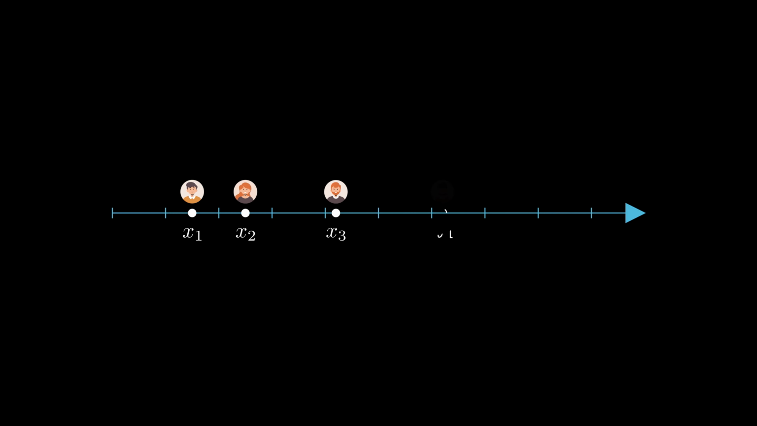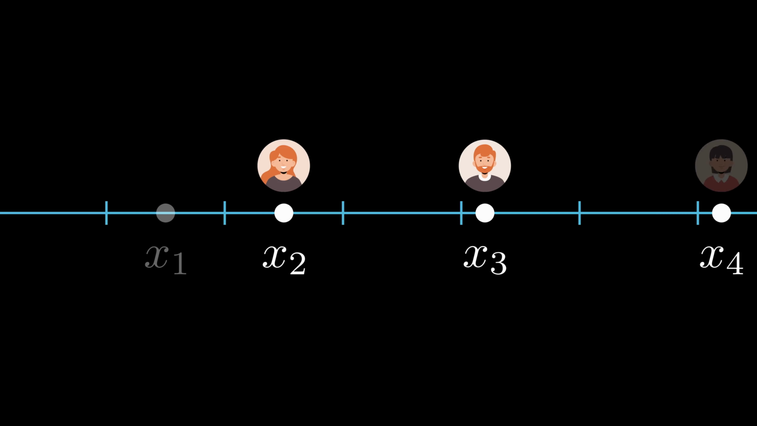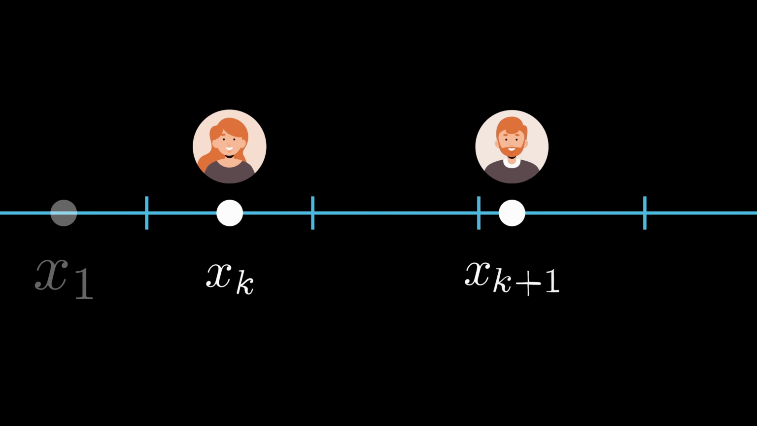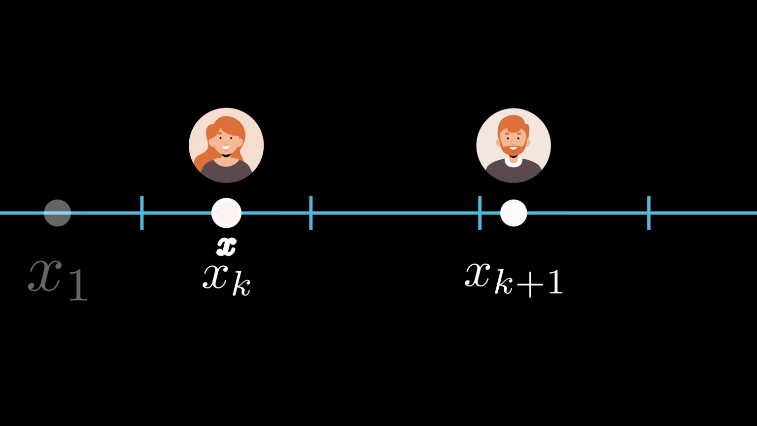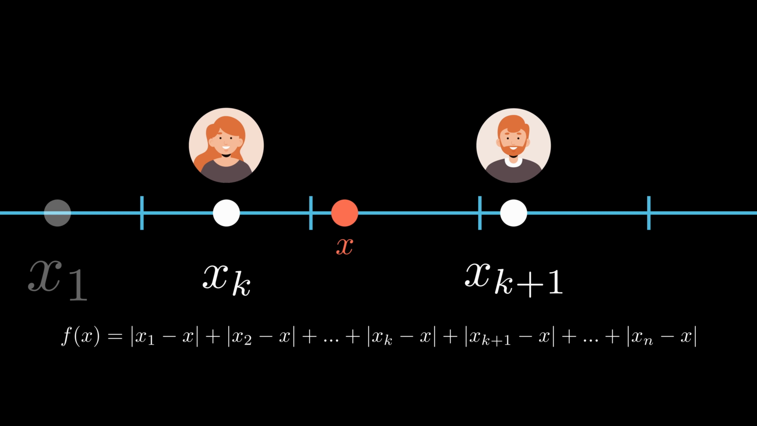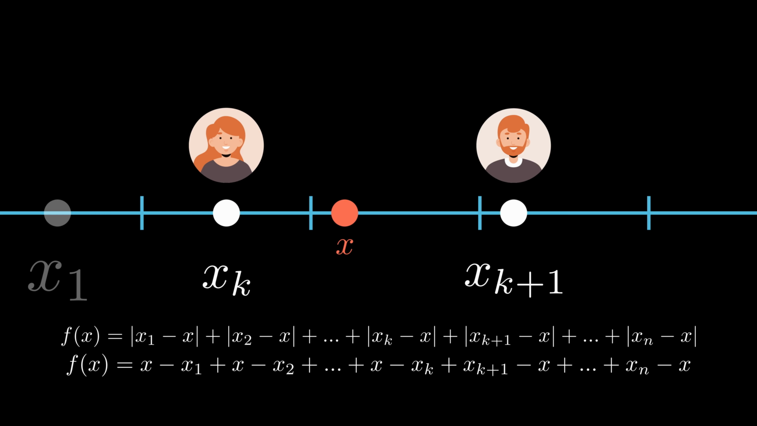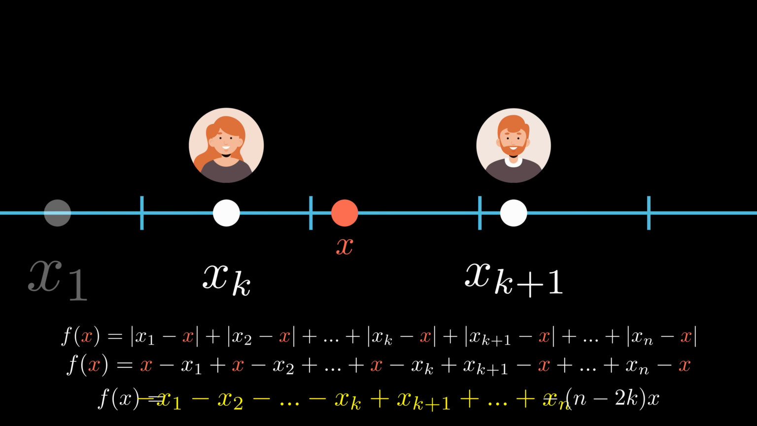First, let's say that the number of people is even. We'll take two consecutive people, xk and xk plus 1, and insert x inside the interval from xk to xk plus 1. Now that we know where x is, we can rewrite the function without the absolute values in the following way. We can reorder the terms such that the constants are first, followed by the variable with its coefficient.